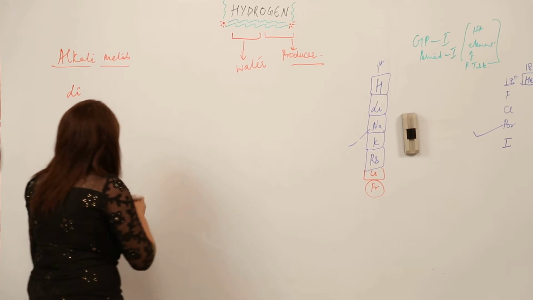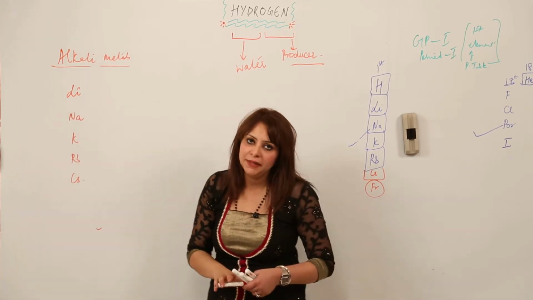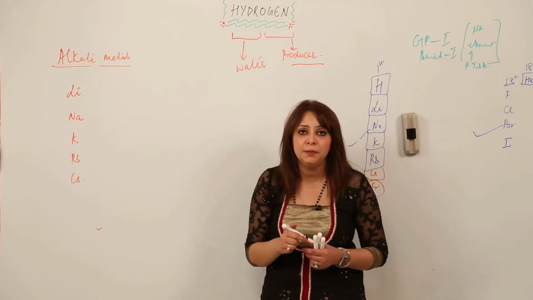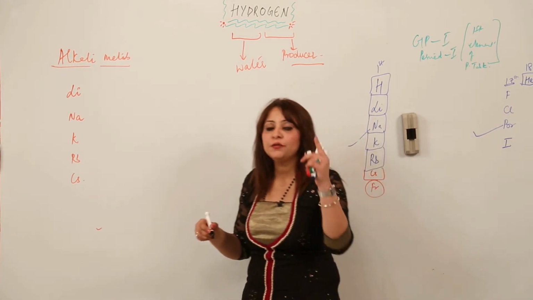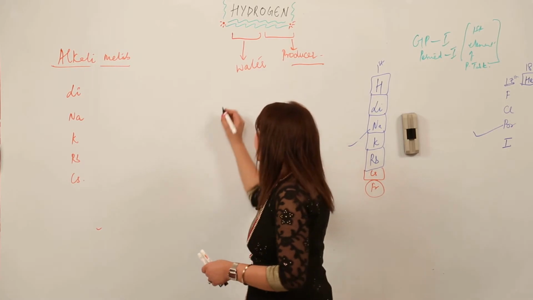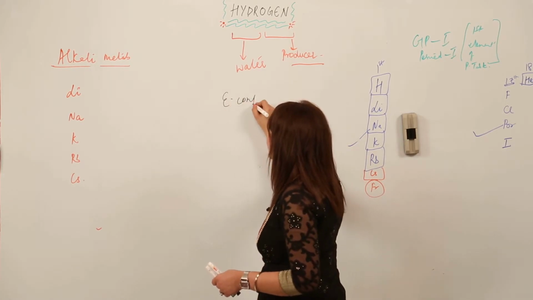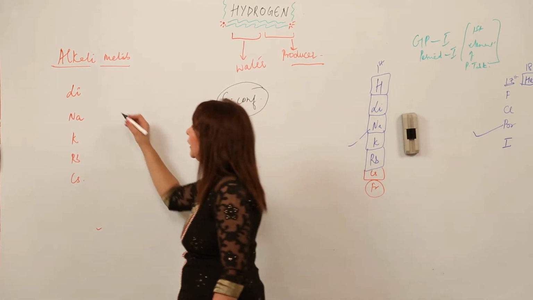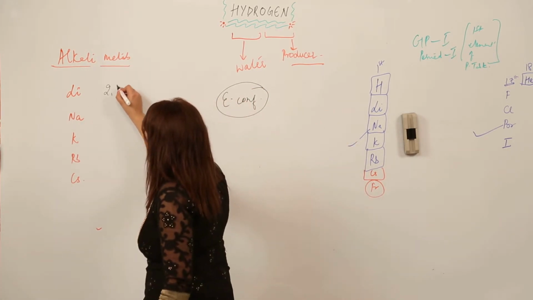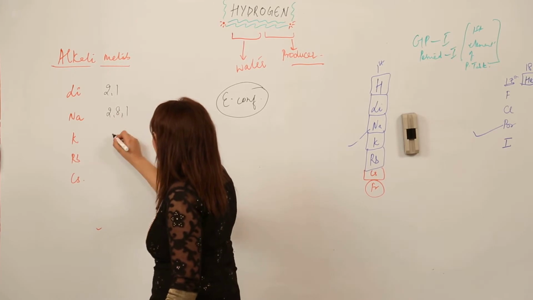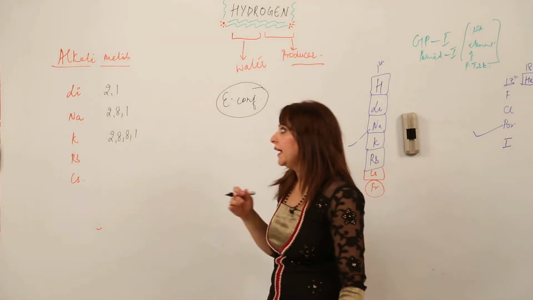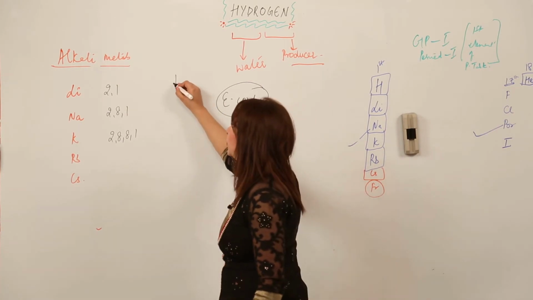So we have this group of alkali metals, and we are just focusing on what kind of similarities hydrogen possesses with them. The first similarity I am going to show you is the electronic configuration. I am writing the electronic configuration for the alkali metal group: it is 2,1, it is 2,8,1, it is 2,8,8,1. Similarly, I am writing the electronic configuration for hydrogen as well.